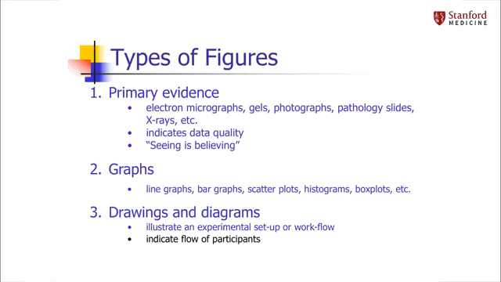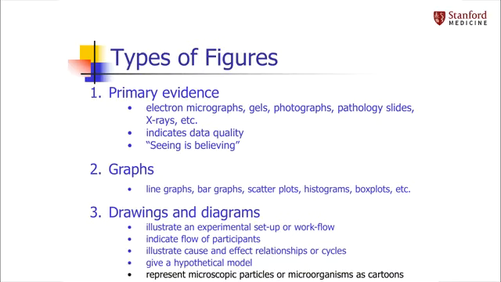or to indicate the flow of participants in your study, or to illustrate cause and effect relationships or cycles. Drawings and diagrams can convey key information to the reader that might be quite tedious and convoluted when written in prose. And sometimes you can give a hypothetical model, or it's nice to represent things that you can't see, like microscopic particles or microorganisms. Sometimes it's helpful to represent those as cartoons. That can be nice for the reader to have a visual of something that they couldn't otherwise see. So I'm going to go through each of these types of figures now in turn.